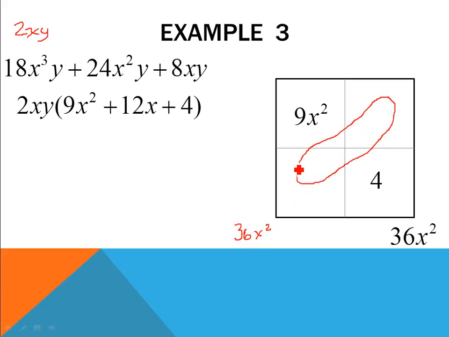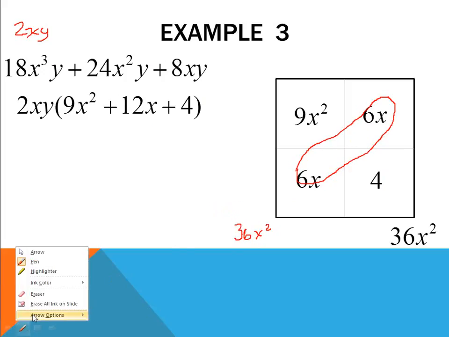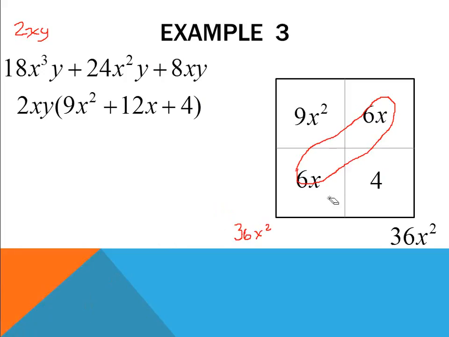Well, this one's a little easier to see because 6x plus 6x will give me 12x. 6x times 6x is 36x squared. So I got the same number. And that's kind of that special case that you may have seen before, which is perfect square trinomials. Let's get rid of those.